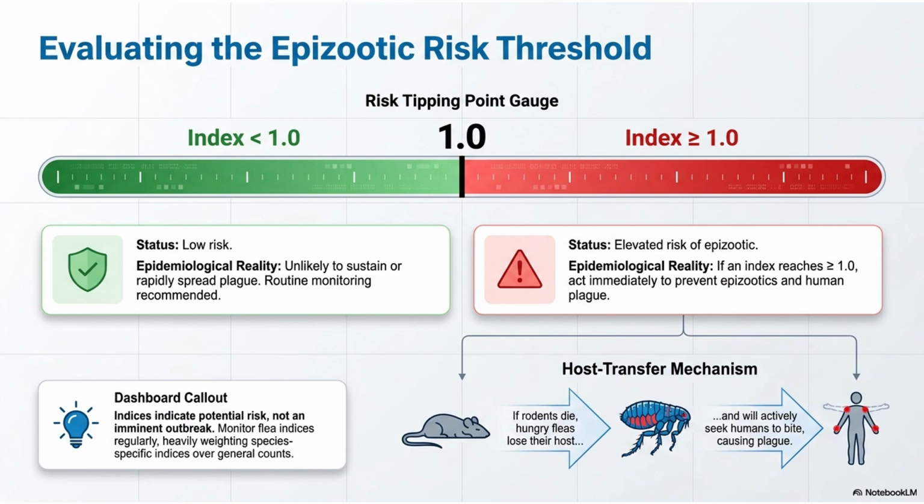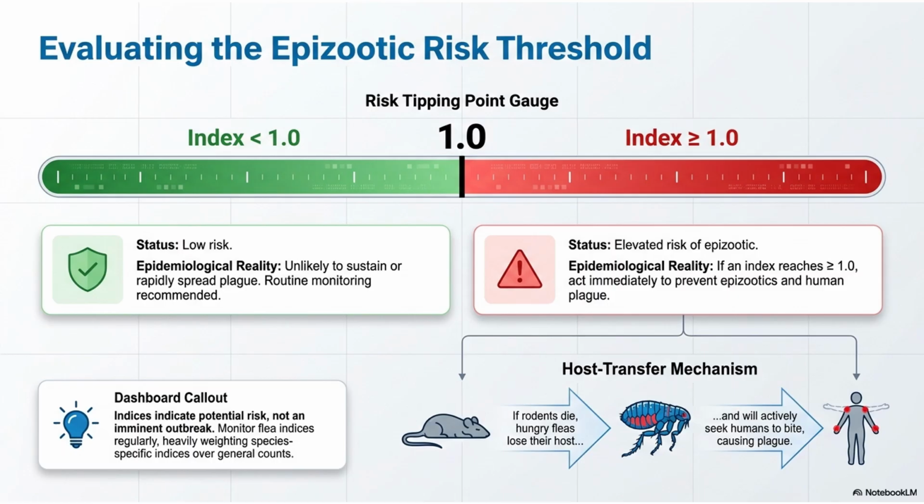If an index reaches more than or equal to 1, act immediately to prevent epizootics and human plague. When we are seeing epizootic in rats, that means we have seen an outbreak of plague in rats. Because of this plague, these rats will die en masse. En masse means many rats will die. After the rats' death, these fleas will fly freely, and they will suck blood from humans or other animals. And when these fleas bite humans, they will inject the plague bacilli into humans. We will get plague.